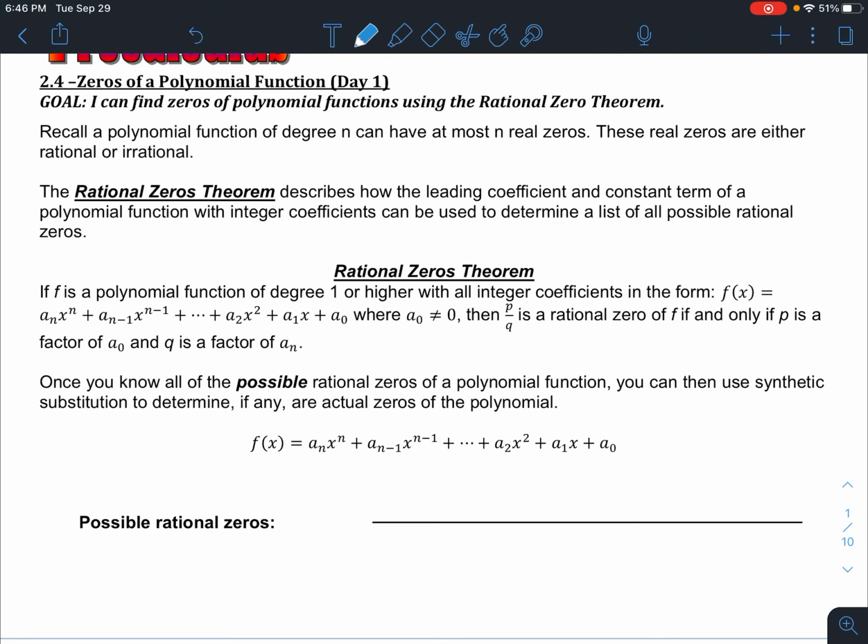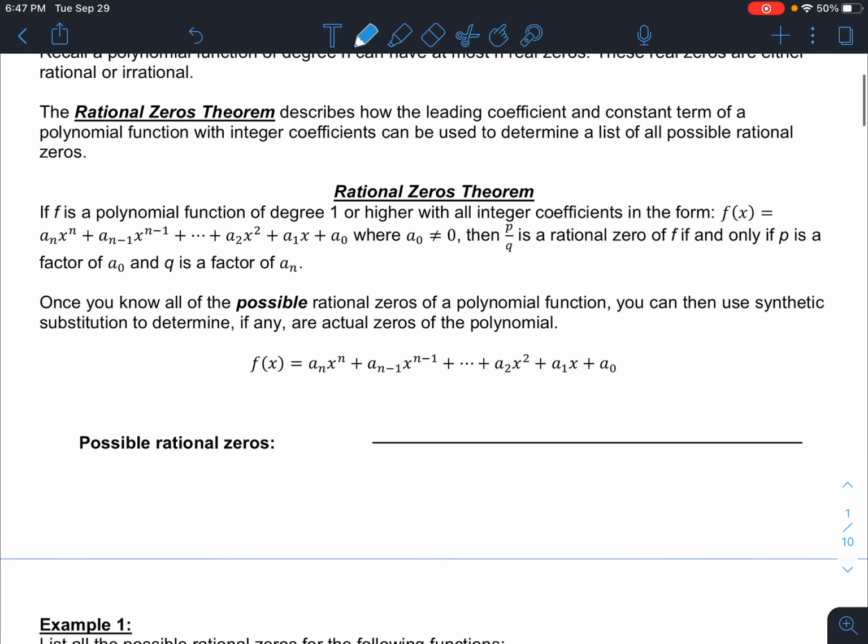Let's begin section 2.4 today, which is finding zeros of a polynomial function. Recently we've been doing this, but the problem has been giving us one or two zeros, and then we've been finding the rest. What happens if we aren't given any zeros? To do this, we're going to start with something called the rational zeros theorem. It tells us how to find possible rational real zeros.